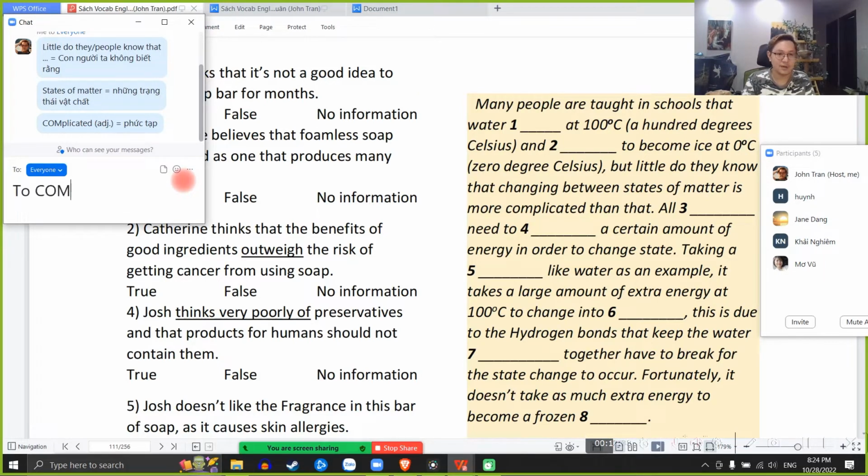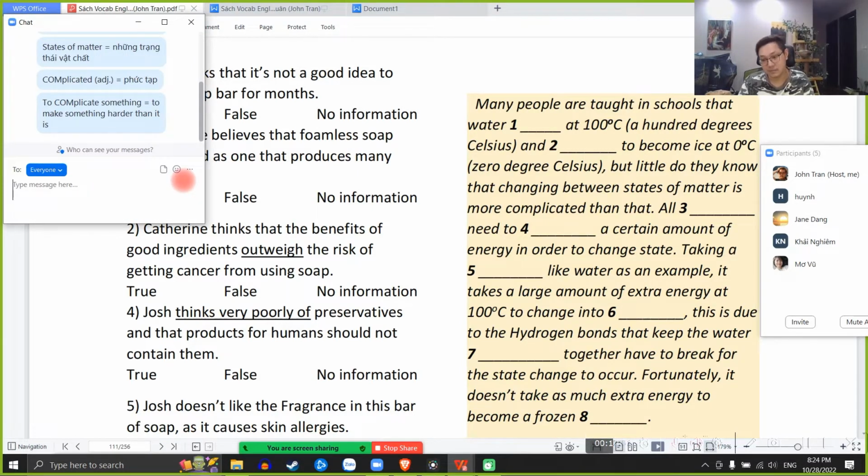So the verb to complicate something means to make something harder than it is, to make things more complicated. To complicate something.